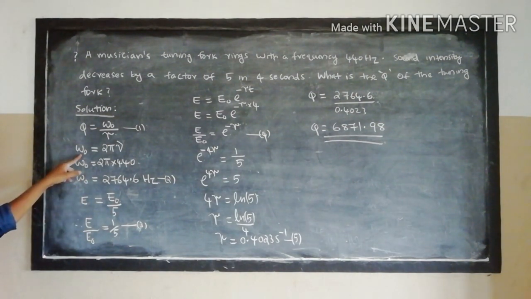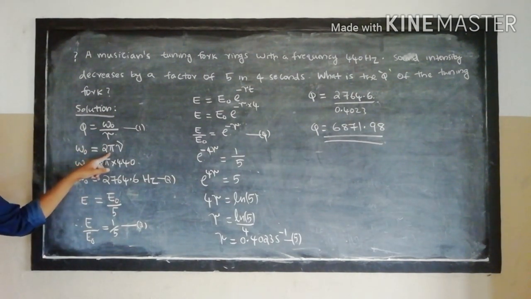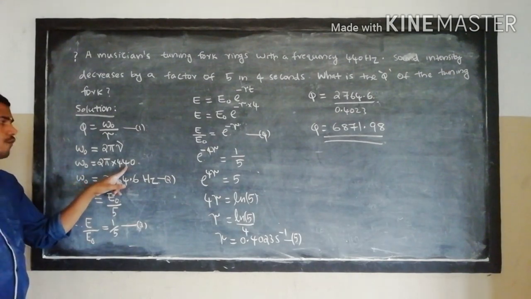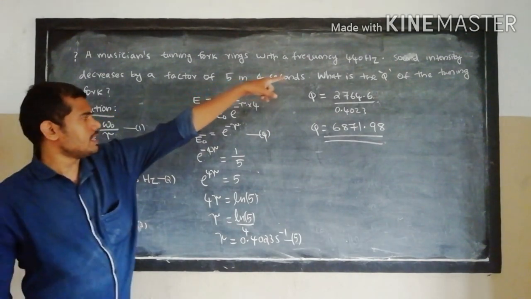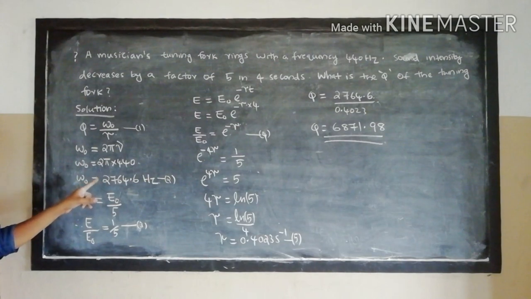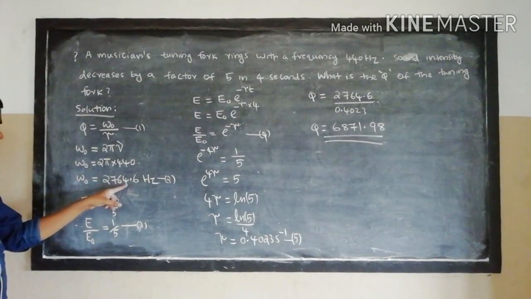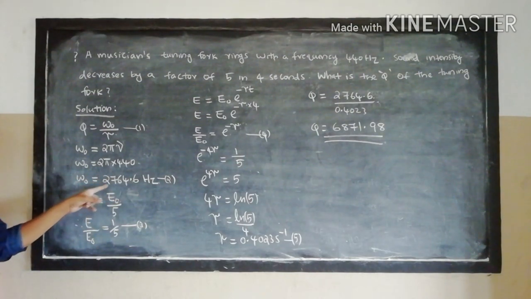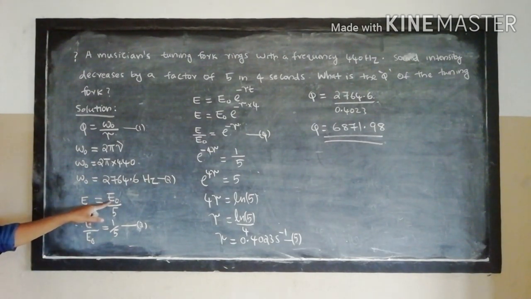Here the natural frequency of the oscillation, omega 0, is equal to 2 pi nu, where nu is the oscillation frequency. Omega 0 is equal to 2 pi into 440, because 440 is the frequency given in the question. That is, omega 0 is equal to 2764.6 Hz. That is the natural frequency omega 0. Then suppose the initial energy is E0.